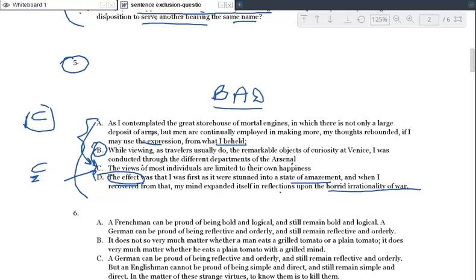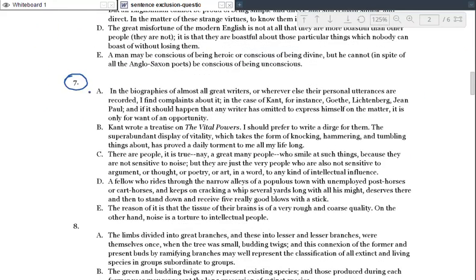Okay. Now let's have one more look at this. Now we have 5 sentences, right?